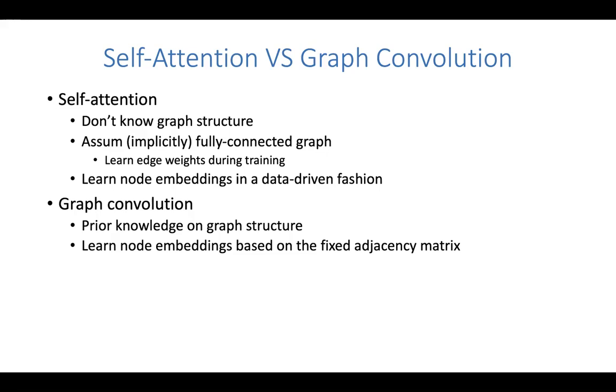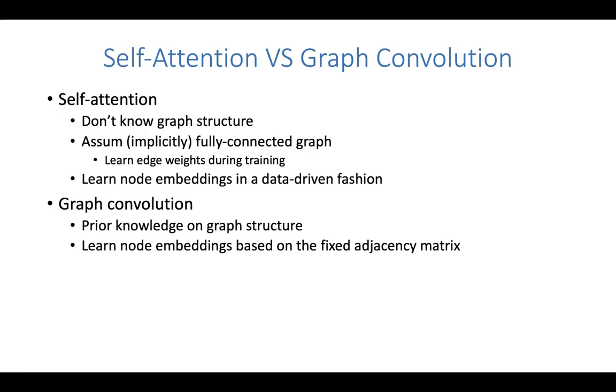So you don't know the graph structure, but you assume all the tokens are fully connected in the beginning. You assume that they're all fully connected, and then you learn the edge weights as you go, as you train your model. So that means that you're learning the node embeddings in a data-driven fashion. So the adjacency matrix is determined by the attention mechanism, which is determined by a learnable parameter. So it's all data-driven. And in graph convolution, you do have prior knowledge on the graph structure.